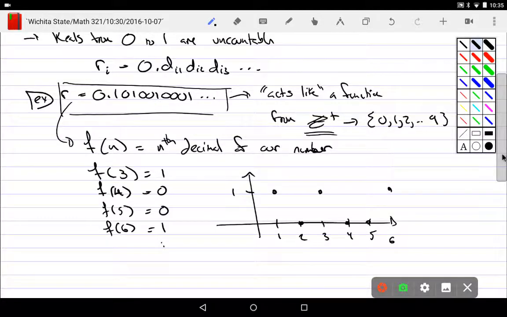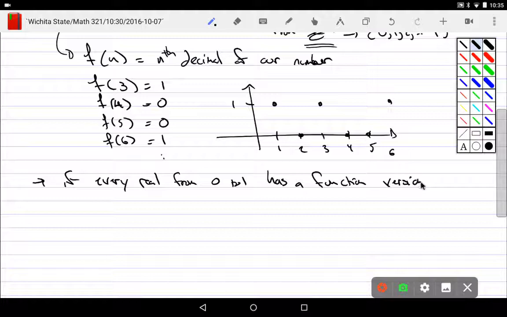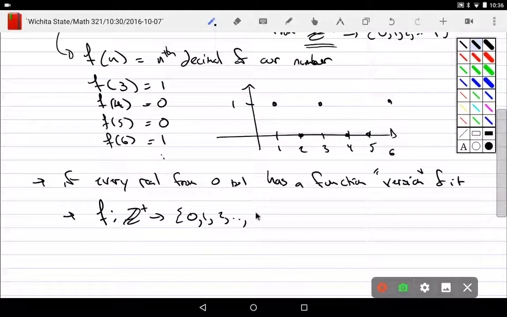So if we consider that, if every real from 0 to 1 has a function version of it, like I had in this example, how many functions like that exist? How many reals are there between 0 and 1? Uncountably infinite. So how many of these functions exist? Uncountably infinite. So these functions that just simply map from Z plus to a decimal, 0, 1, 2, are a very simple function.